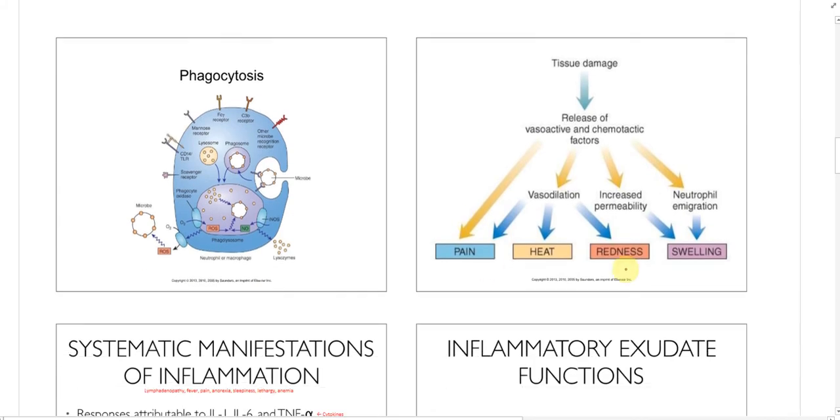So we have 4 of our 5 cardinal signs of inflammation. Vasodilation does a bulk of these, creating pain, heat, and redness. Swelling occurs from that increased permeability, all that fluid coming out, along with the neutrophil emigration, not immigration.